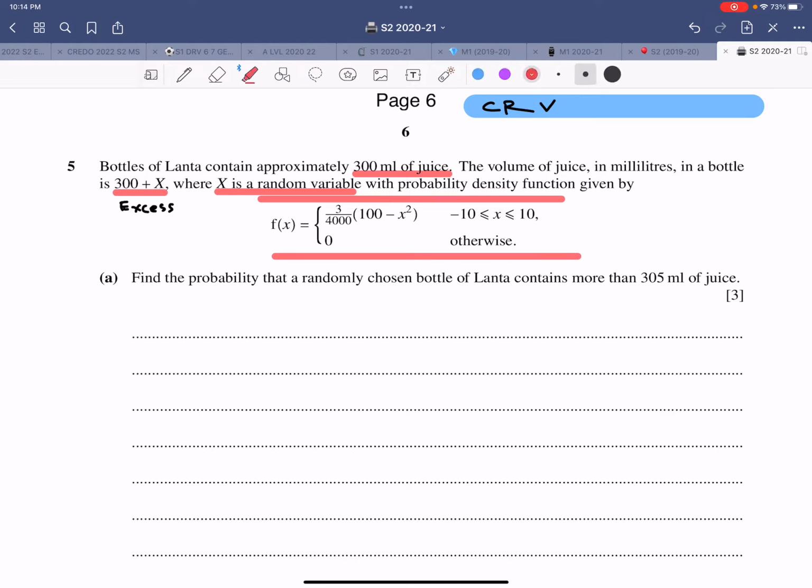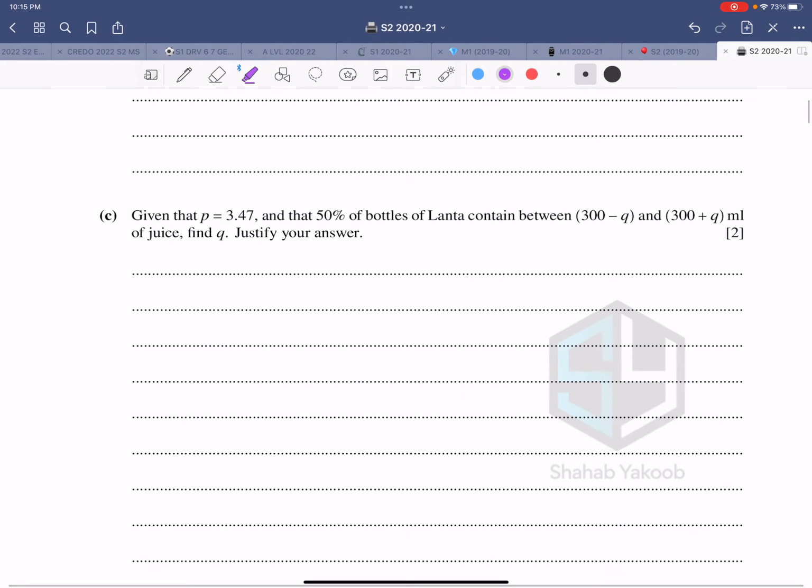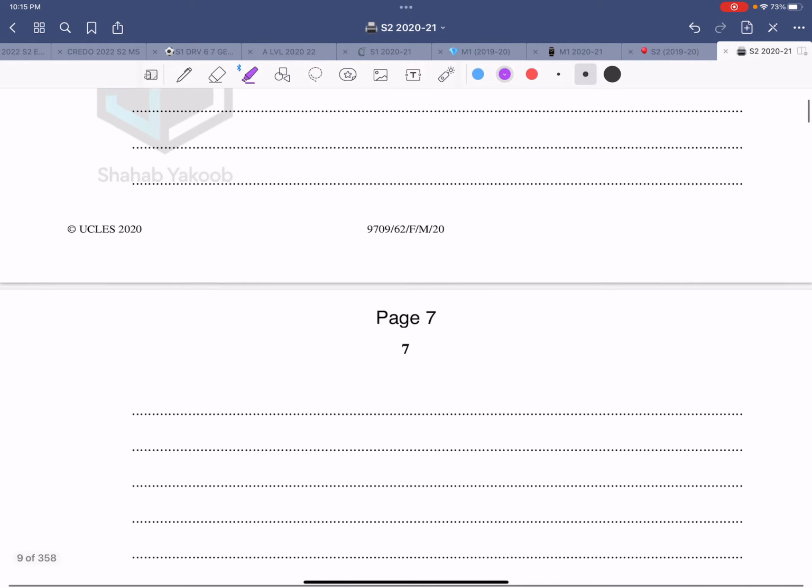First of all, it says find the probability that a randomly chosen bottle contains more than 305. That is the first part. Given that 25% contain more than this much juice, show that this cubic equation holds. Third part, given that P is something 3.47, 50% of bottles contain between this and this. Find Q for 2 marks, justify your answer. Something related to symmetry would be there.